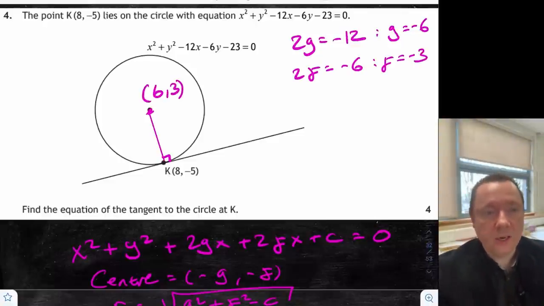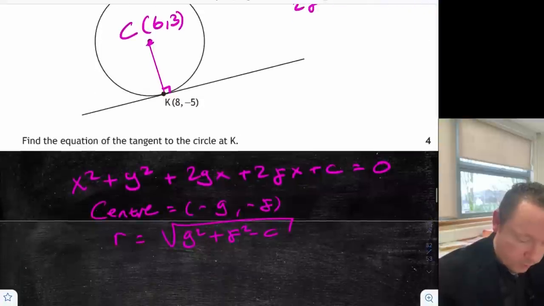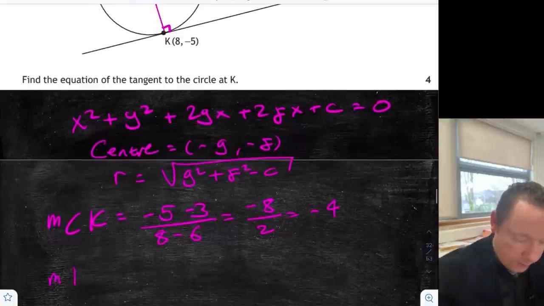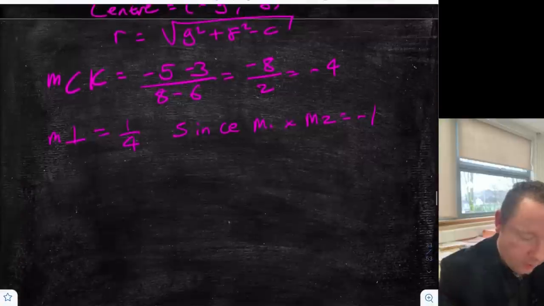Once we've got our centre, we can find the gradient. Let's just call our centre C. So the gradient between C and K is minus 5 take away 3 on the top and 8 take away 6 on the bottom. Minus 5 take away 3 is minus 8 over 2, which is minus 4. So the gradient of our perpendicular equals a quarter, since m1 times m2 equals minus 1. So our point is (8, -5) for K.